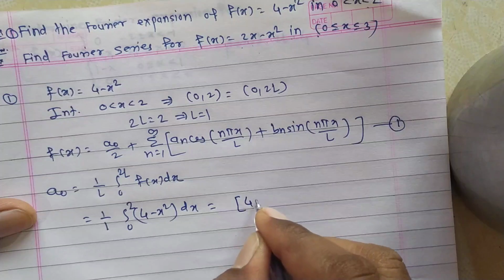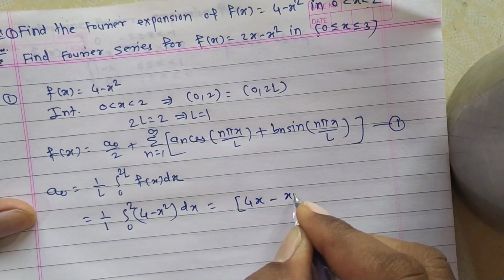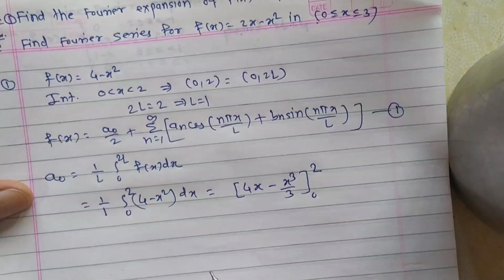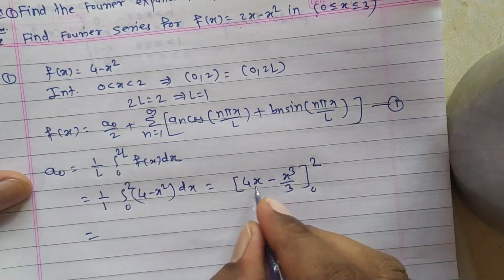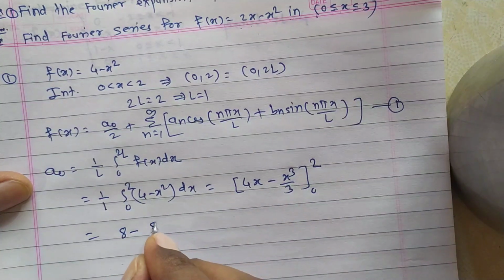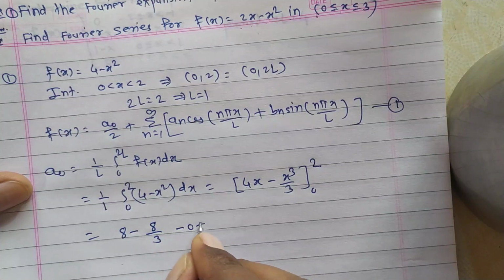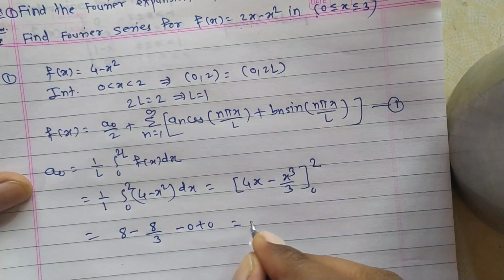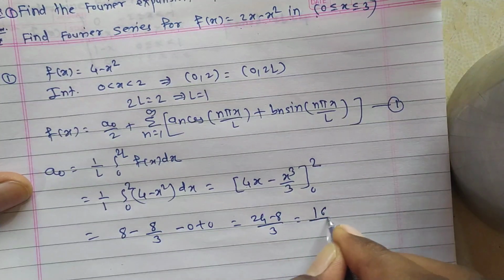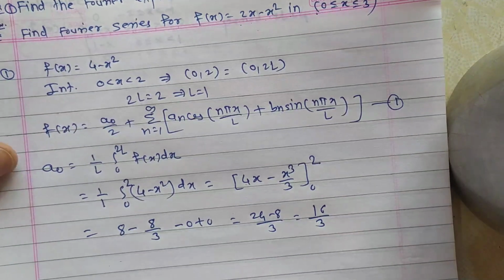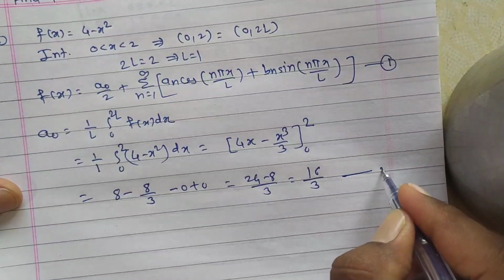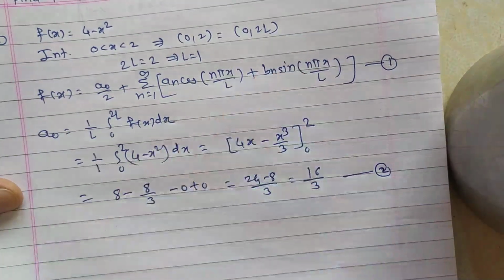Now what is the integration of this? Integration of 4 is 4x minus integration of x square is x cubed by 3, limit is 0 to 2. Now put here upper lower limit. If you put upper limit x is equal to 2, so 4 into 2 is 8 minus 2 cube is 8 by 3, lower limit is 0. So 8 into 3 is 24 minus 8 by 3. So 24 minus 8 means that is 16 by 3. So this is the value of a0. a0 is 16 by 3. Similarly, denote this by 2, say finally we have to put this 2 in 1.